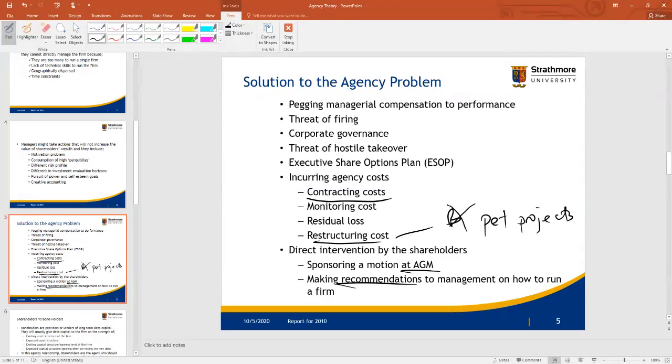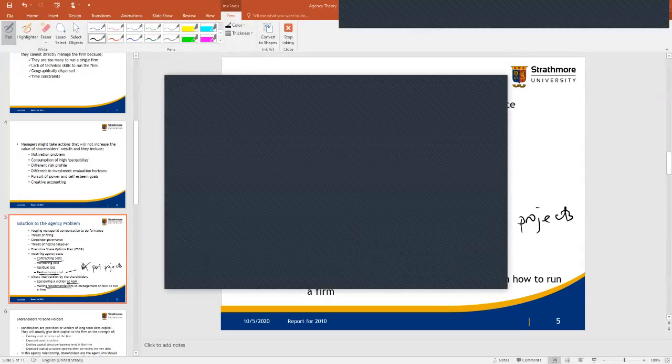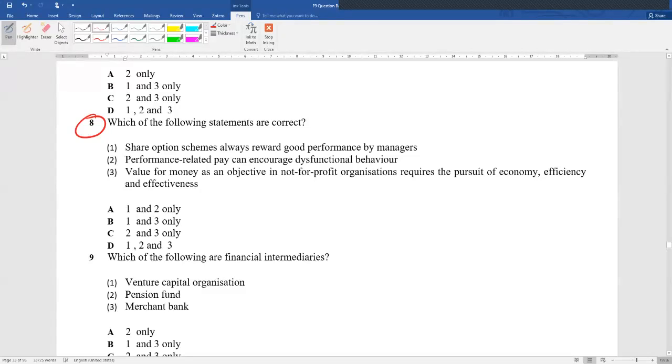Question? Okay, there was a question from your examiner, which I think we saw somewhere. Yes, this question 8. Go through it, we discuss together.